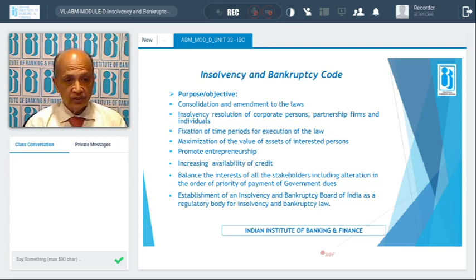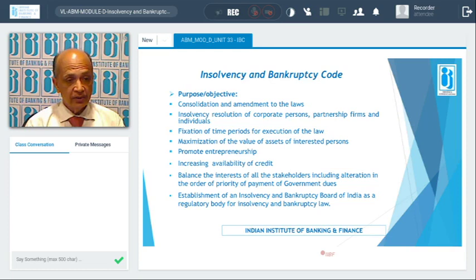As I told you, first there is the single window concept, the single window approach, for viable units as well as non-viable ones. Both are taken care of in the IBC code. Second, there is the consolidation and amendment of the laws, and insolvency resolution of corporate persons, partnership firms, and individuals.